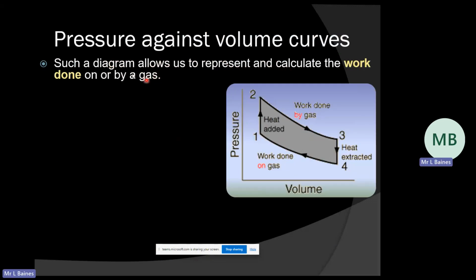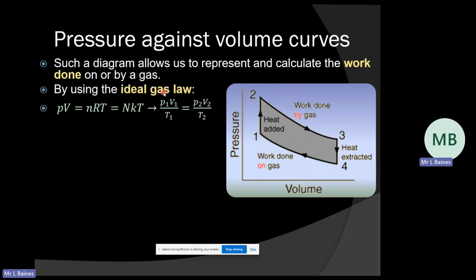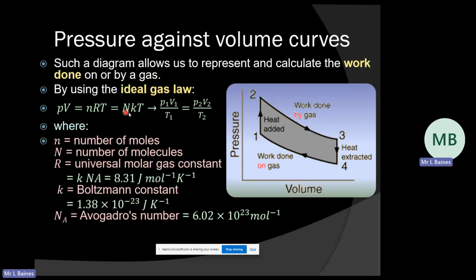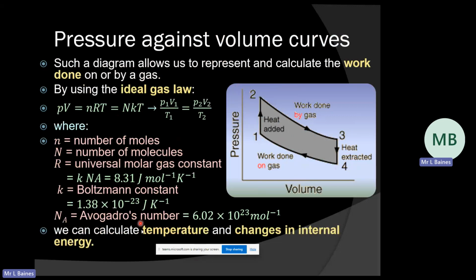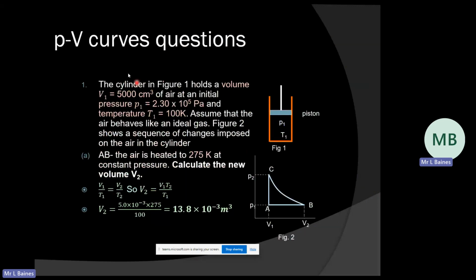Now, this is really handy for us because we can use these diagrams to calculate the work done on or by a gas. As soon as we get this diagram, we can work out how much work is being done on the gas or by a gas, or we can work out the net work. Again, we know our ideal gas law, PV is nRT. So we've got pressure times volume over temperature is a constant. We've got this NkT term, which again we'll come back to when you do your gas laws topic, the thermal energy topic. Don't worry about that too much at the moment. We can also use this to calculate temperature and changes in internal energy. So we're going to use these ideas.